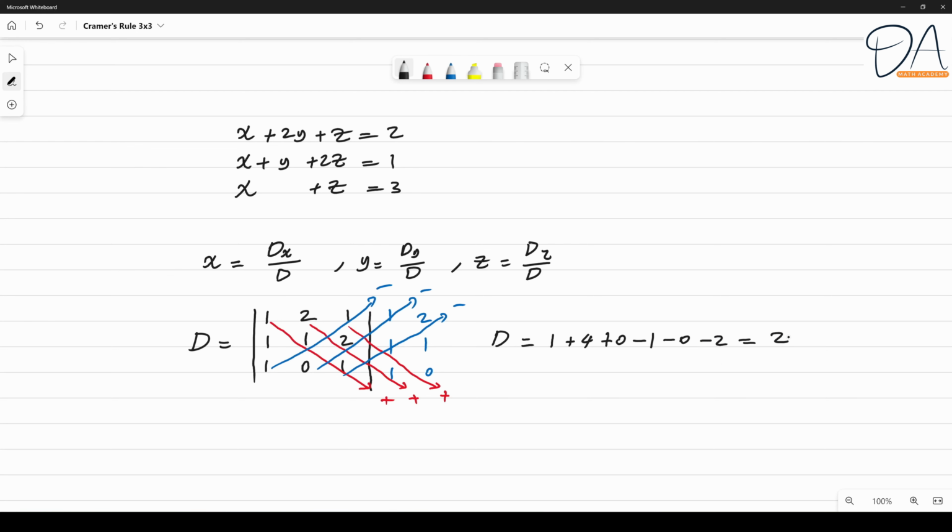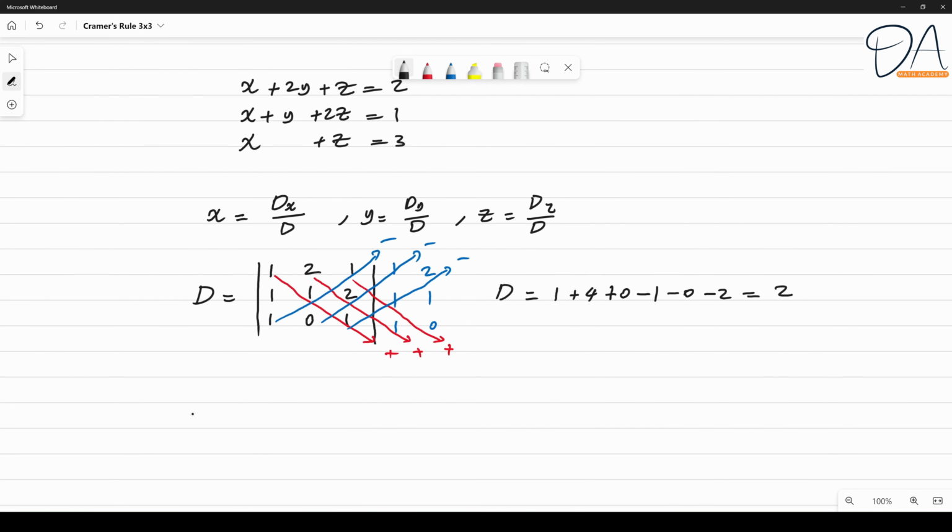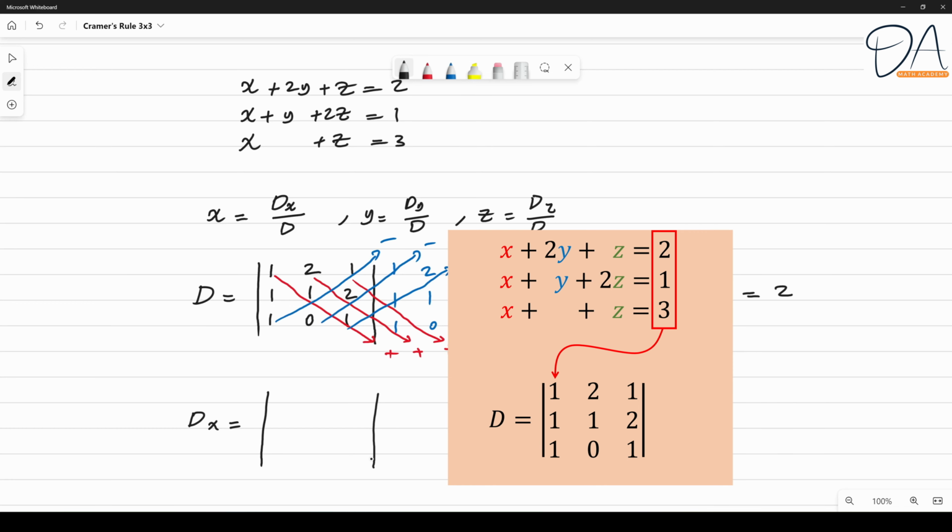Now we can also compute the value of Dx. How are we going to do that? So Dx is simply the same as D. It's exactly the same, except we're going to replace the coefficients of x with the constant coefficients. So the coefficients of x are 1, 1, 1. We're going to replace them with the constant coefficients, so it will be 2, 1, 3. The other elements remain the same, so you get 2, 1, 0, and then you have 1, 2, 1.